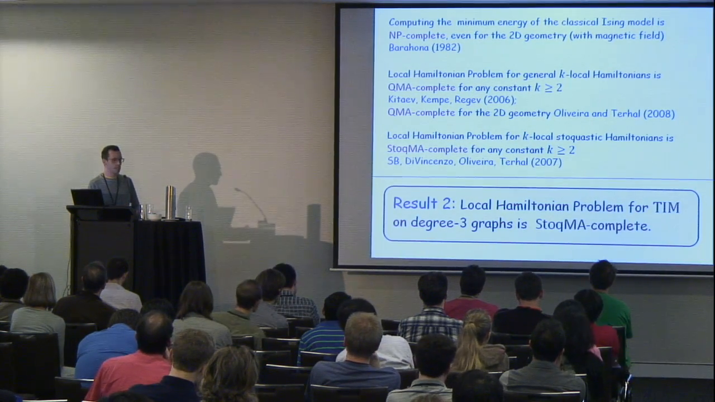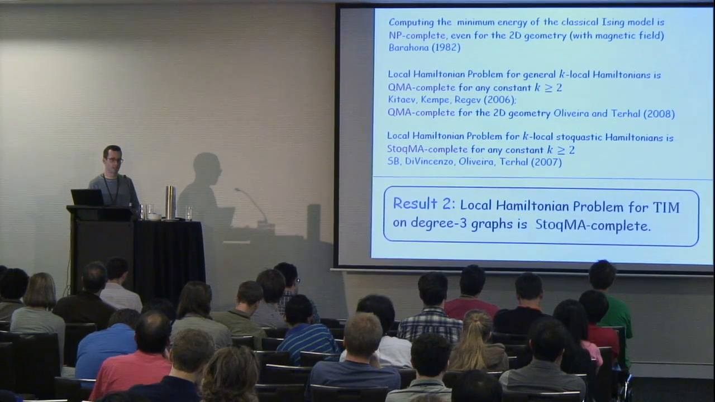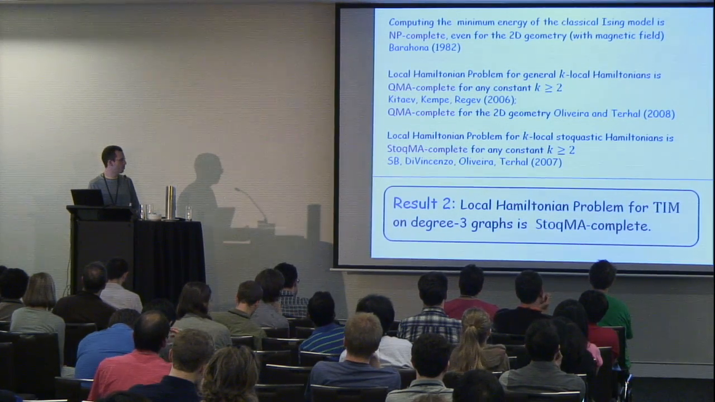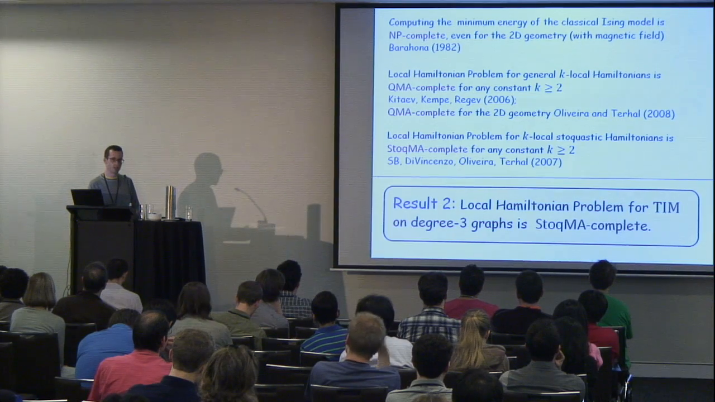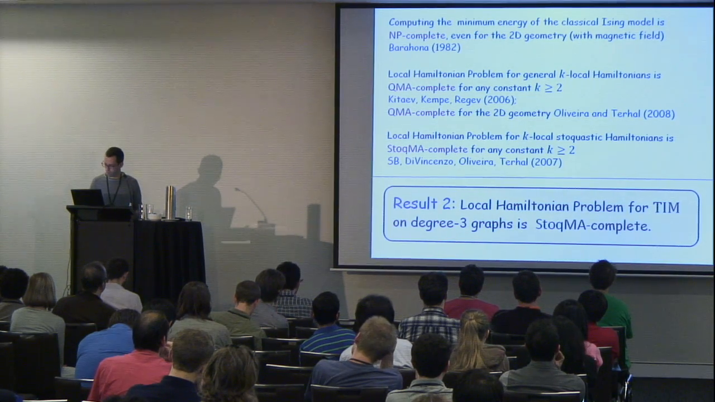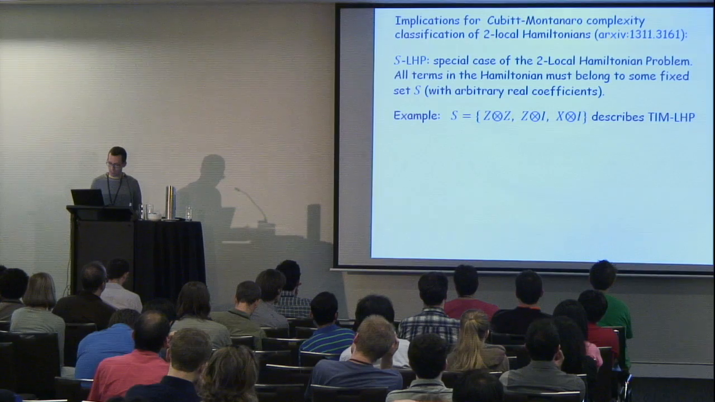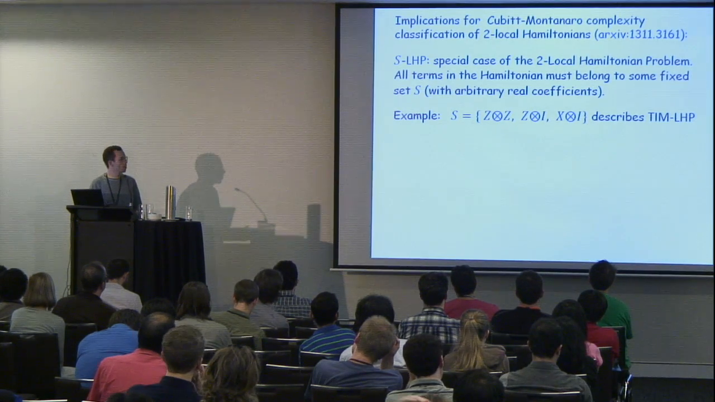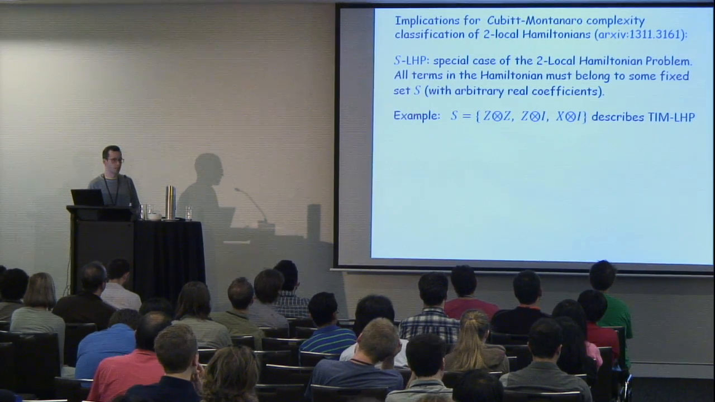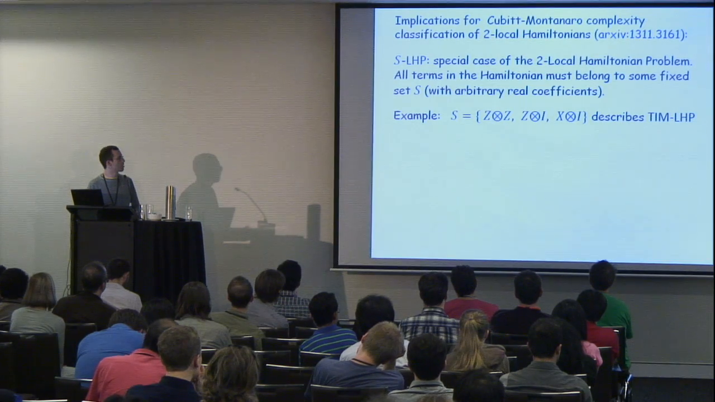But what this says is that it's not, actually. It's just as hard as the general problem for stochastic local Hamiltonians. And this result, as I mentioned at the beginning of the talk, also has implications for this complexity classification by Cubitt and Montanaro.